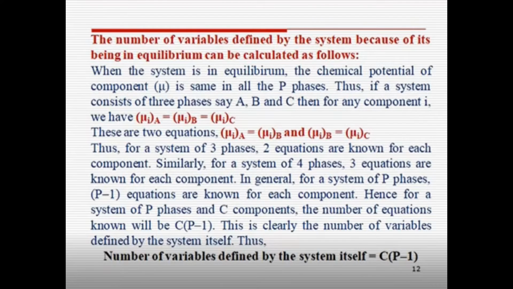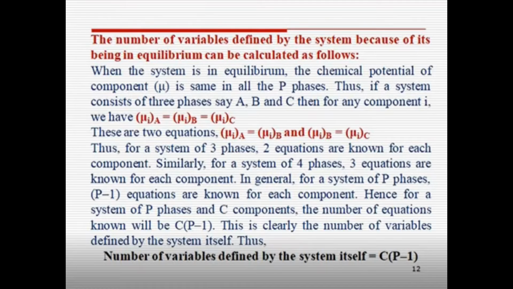Second, we will calculate the number of variables defined by the system because of its being in equilibrium. When the system is in equilibrium, the chemical potential, that is mu, of a component is the same in all the P phases. Thus, if a system consists of three phases, say A, B and C, then for any component we have mu i A is equal to mu i B is equal to mu i C. These are two equations: mu i A is equal to mu i B, and mu i B is equal to mu i C. That is, for a system of three phases, two equations are known for each component.